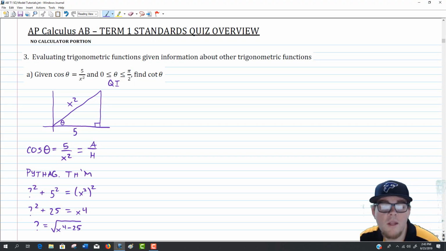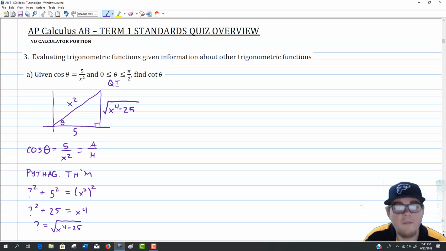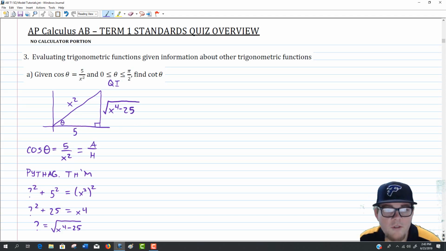And you'll notice I'm not putting in plus or minus in this case. I'm going to let the quadrant part take care of that for us. So our third side is the square root of x to the fourth minus 25. So now we've got all that information, everything's labeled nicely, and being in quadrant 1 means that all 6 trig ratios are positive, so we don't even have to worry about sign really here from now on.